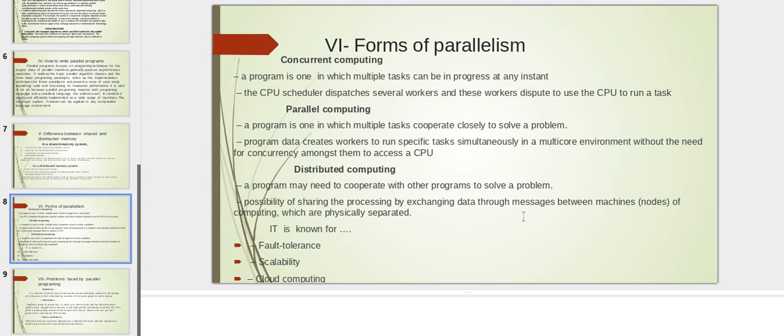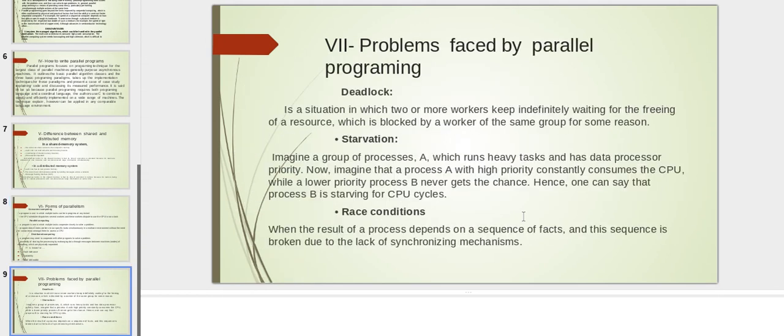So from these three forms of parallelism, we can see that the fault tolerance is low, the scalability is low, and cloud computing works in a good way. It is efficient and modeling. And here we come to the last part of our chapter 1, which is why parallel programming, and the problems faced by parallel programming.